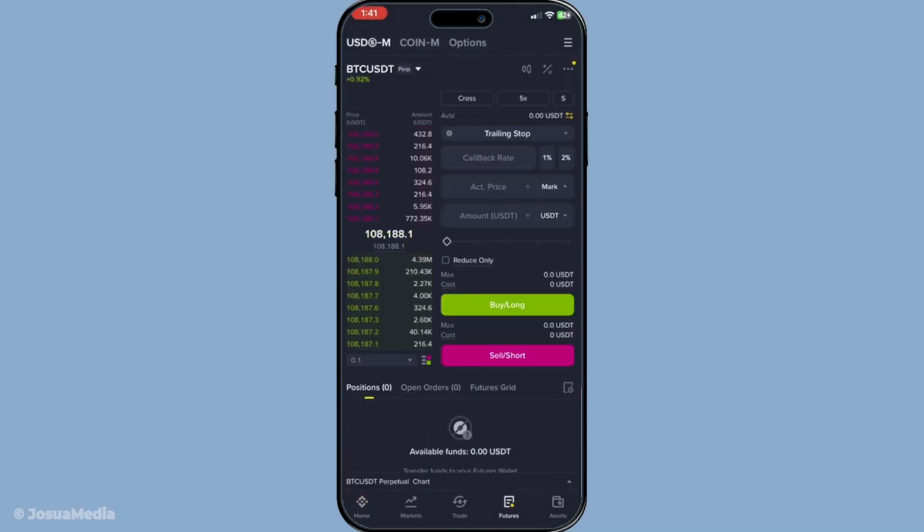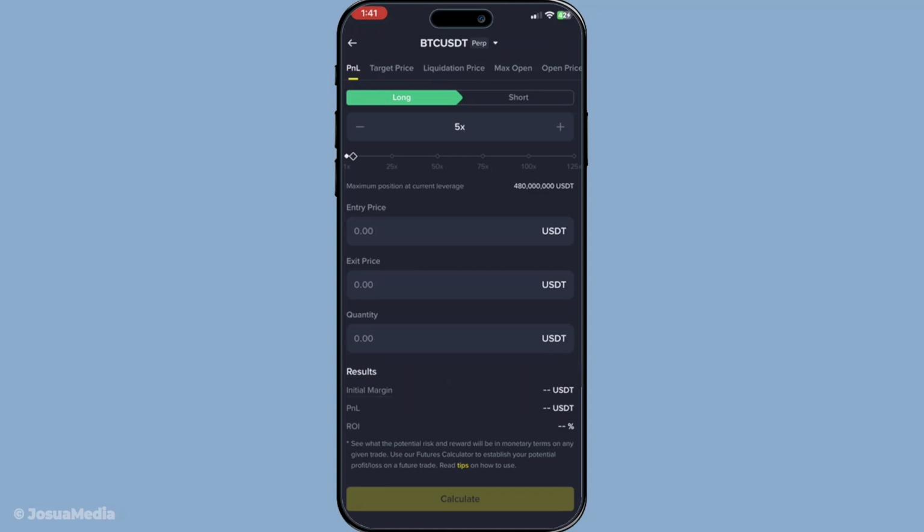Once in the Futures section, locate the calculator icon. This is typically found in the top right corner of the screen. Go ahead and tap on it. This calculator is a handy tool provided by Binance to help you with various important calculations, including the liquidation price.